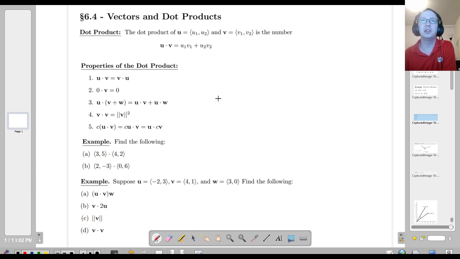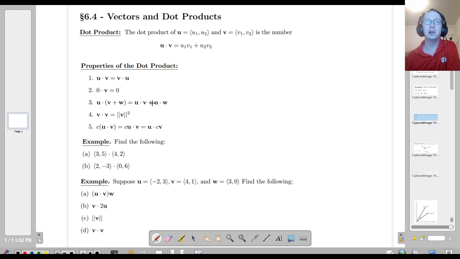So when you perform a dot product, you're going to end up with just a number. And the way you calculate that number is you multiply together the x coordinates of the vectors, and then you add that to the product of the y coordinates from the vectors. Okay. Now before we do some examples, I do just want to mention some properties of the dot product.